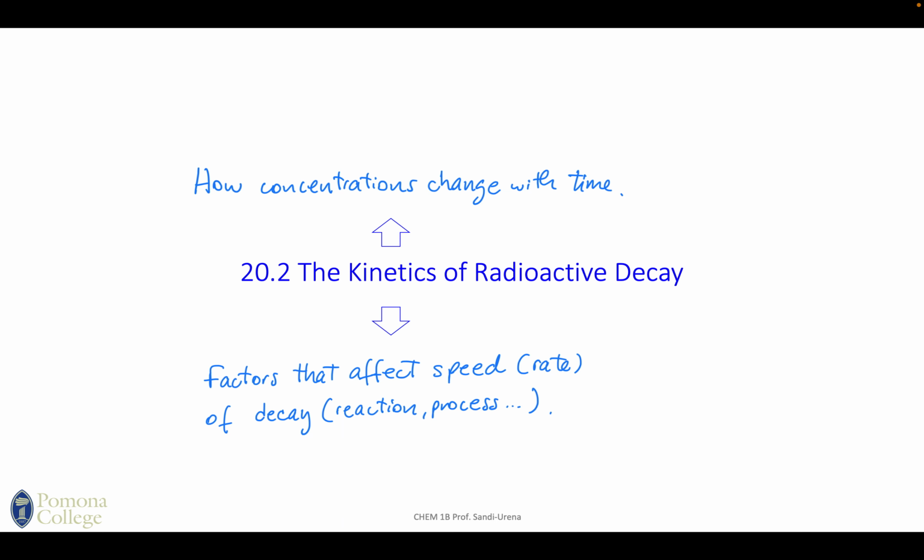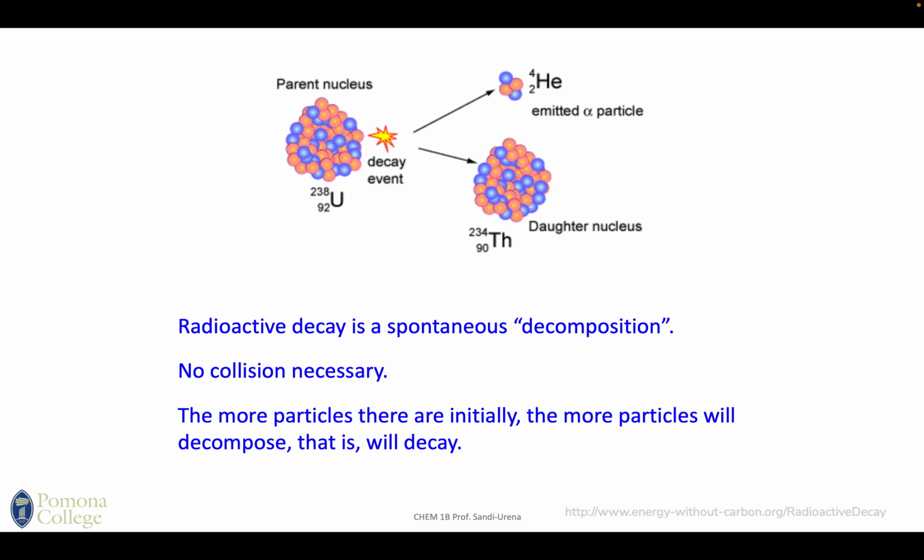We also like looking at the different factors that may affect the rate of the reaction, the speed of the reaction, how fast the reaction happens. We're going to do a full chapter on kinetics later in the semester, but now we're going to refer only to a very specific type of kinetics that pertains to decay, nuclear decay.